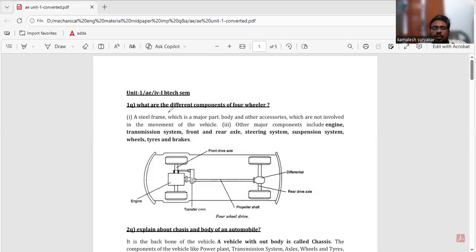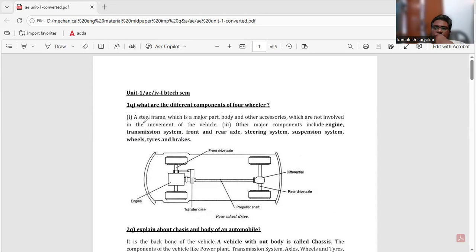So welcome to this automobile engineering. What automobile engineering is telling, you can see here. So the first unit I am taking here. The first unit tells that the first unit I am taking.